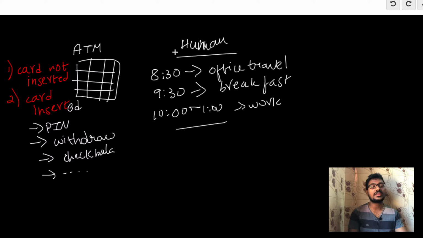If we are considering human life, we are also falling under the state design pattern. If this human is an IT professional, he always does some work, some behavior, based on time. For example, every day at 8:30 he will travel to office. So this is one of the states. And then the second state is 9:30. At 9:30 a.m. he will try to have breakfast.